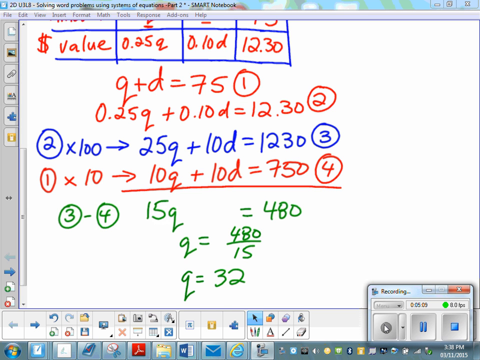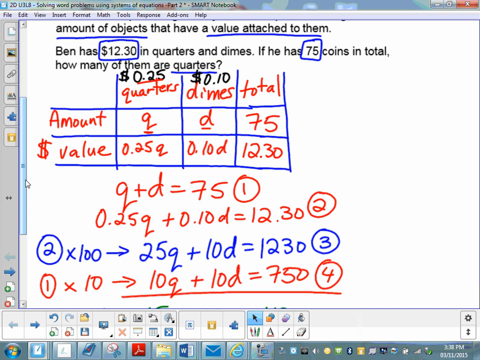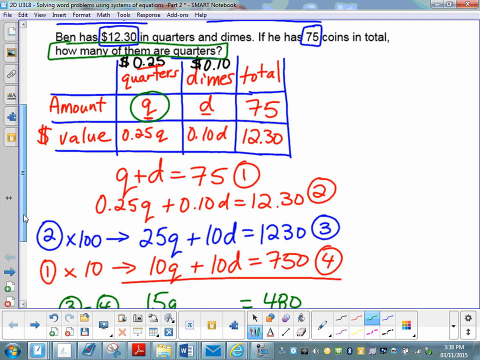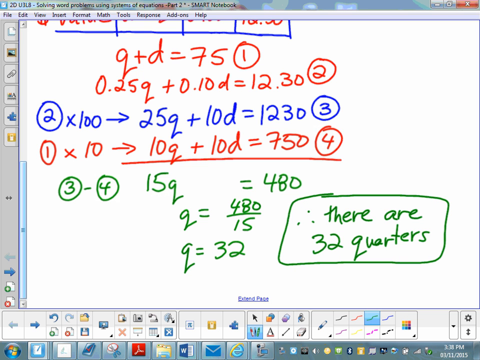Now, when you get to the end and it says Q equals 32, it's important to go back up and see what Q represented. And Q represented the amount of quarters that we have. And if you look at the question, that's all they wanted to know. They didn't care how many dimes there were. They just want to know how many are quarters. So once we get to Q equals 32, we can go ahead and write our final statement. Therefore, there are 32 quarters. And that would be our final statement there.